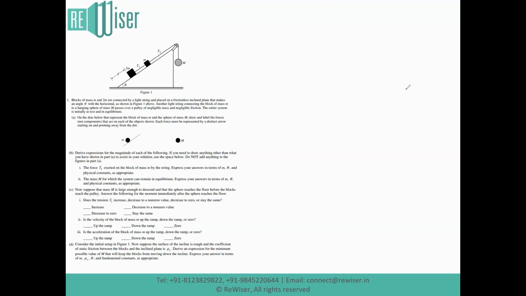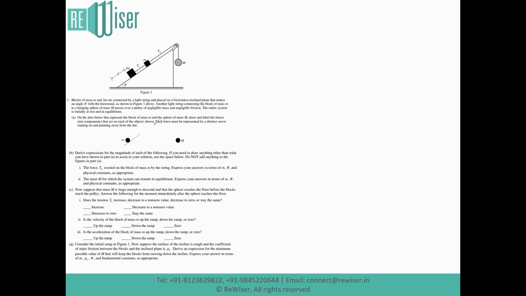Moving on to part A, on the dots below that represent the block of mass small m and the sphere of mass capital M, draw and label the forces, not components, that act on each of the objects shown. Each force must be represented by a distinct arrow starting on and pointing away from the dot. Here we are necessarily drawing a free body diagram for the bodies.